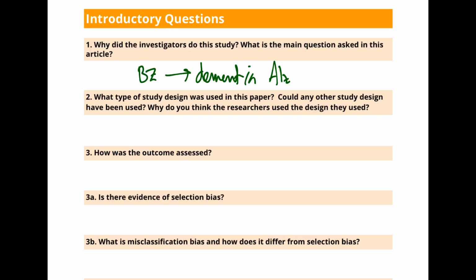And what study design was used in this paper? They told us in the abstract that it was a case control study. Could we have used other study designs? Of course we could have. We could have done a cohort study. And what would that look like?